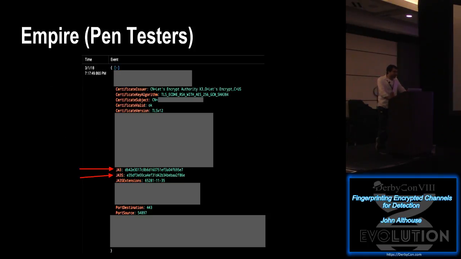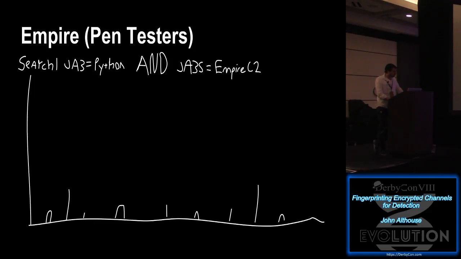However, if we look at the JA3S, it turned out that their server was responding in a very unique way to this Python Empire malware. So if I search for JA3 equals Python and JA3S equals their C2, the way that their C2 was responding, then all I saw was just the connections from the infected hosts, and that was it. That was the detection mechanism. So it worked out really well. Of course, we had other detection mechanisms on the hosts and whatnot, but for the network detection, this worked out really well.